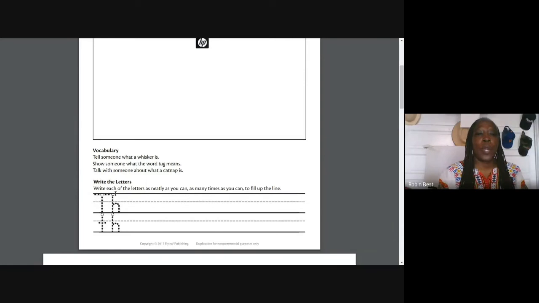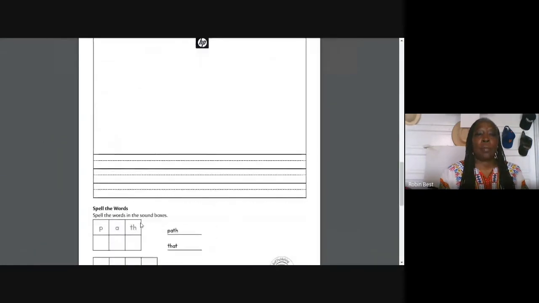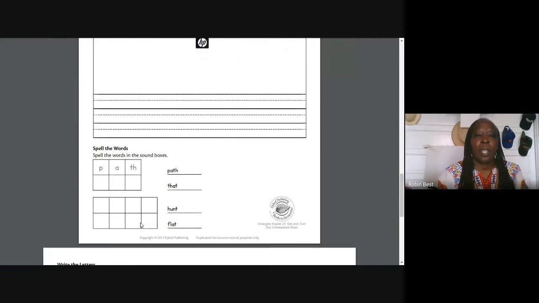And we're going to practice your handwriting: that uppercase T, lowercase H, and a lowercase T and an uppercase H. A little bit down, we want you to practice your sound boxes. Let's look at it. If I have the word path, how many letters do I have here? Right, four letters. But how many sounds are going to be in my word? Right, three sounds. P, A, TH makes one sound, two letters, one sound. Path. That's how I'm going to write it in my box.